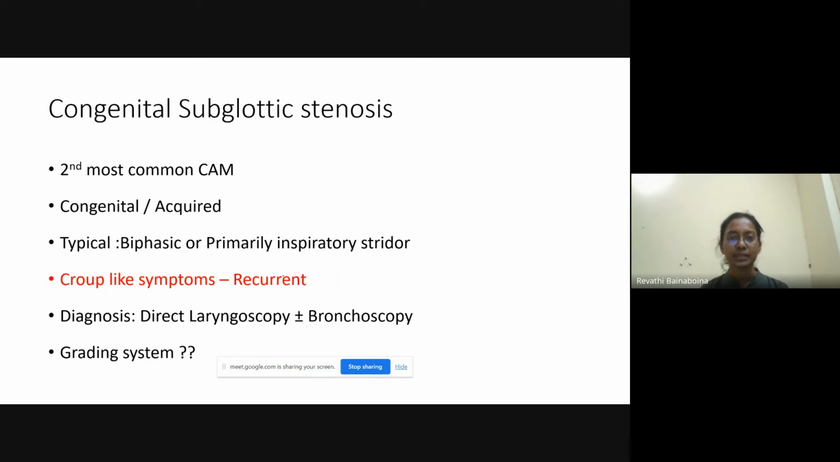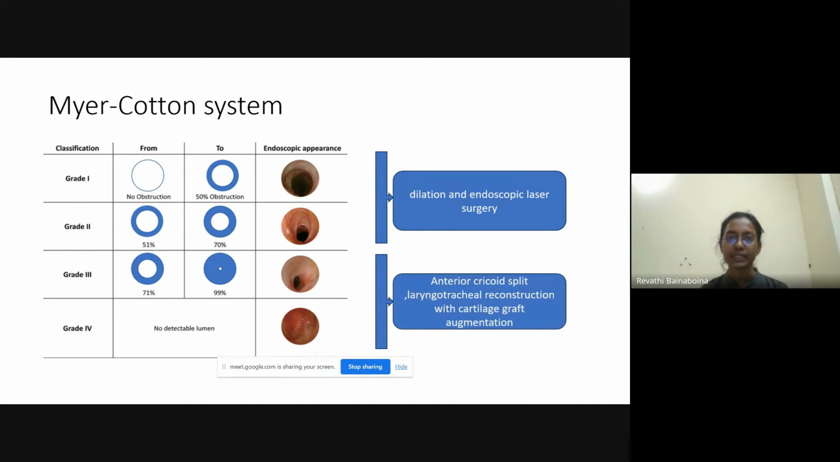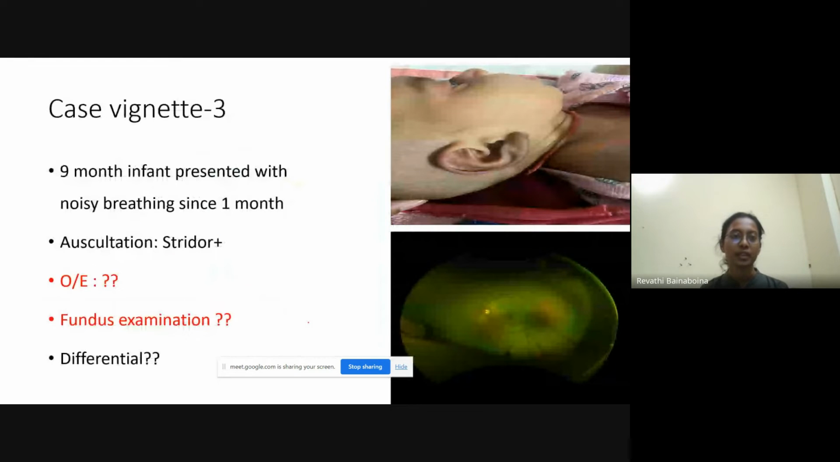Recurrent croup-like symptoms can be observed due to the edema secondary to the common cold. There is a grading system called the Myer-Cotton system where there are four grades: 1, 2, 3, 4. In grade 1 to 2, surgical options include dilation and endoscopic laser surgery. Grade 3 and 4 include anterior cricoid split and laryngotracheal reconstruction with cartilage graft augmentation.